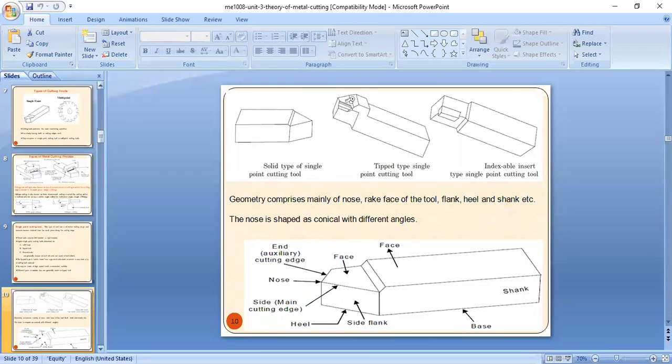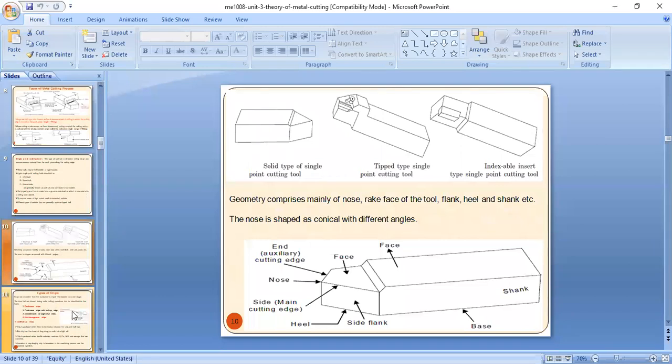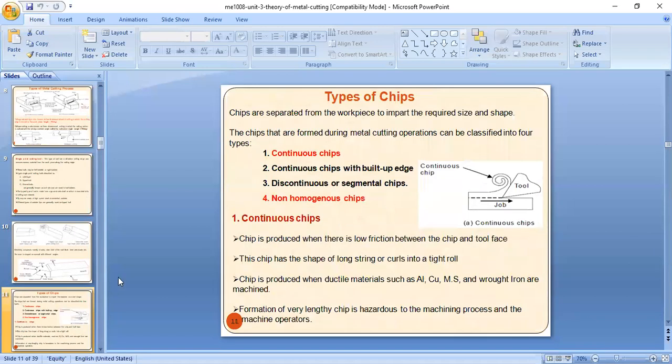In the ensuing slides, we'll see that also. Now we'll shift over to the types of chips. After the chips, we have the single point cutting tool nomenclature, where we can discuss the back rake angle, side rake angle, end clearance angle, side clearance angle, end cutting edge angle, and side cutting edge angle. As for the types of chips, there are four in number.